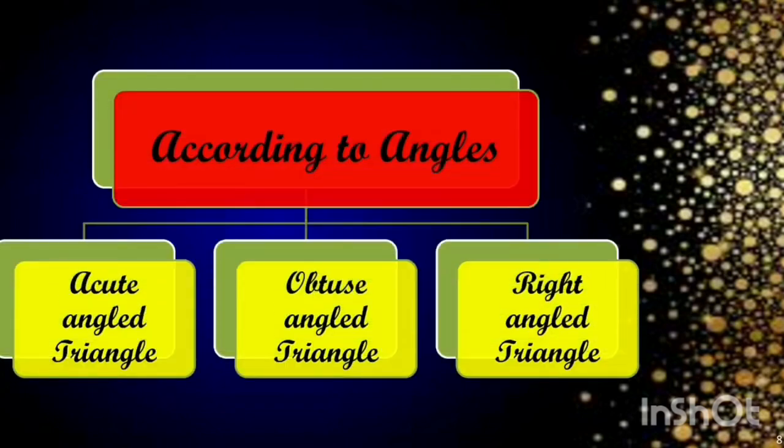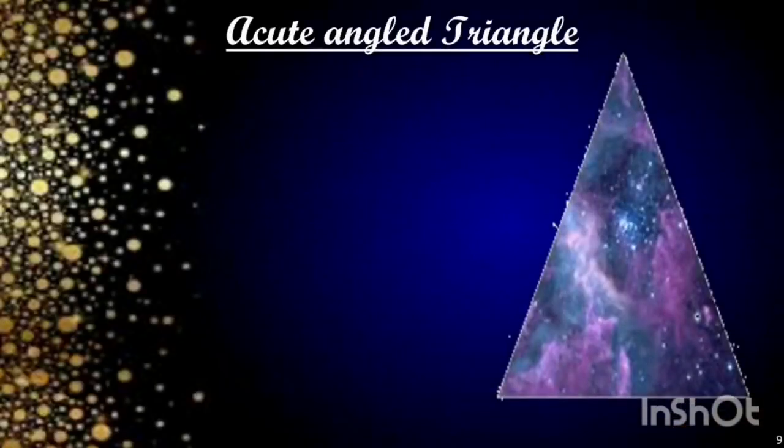Now, let's study the classification based on angles. On the basis of angles, we can classify our triangles into 3 types. The first is Acute Angle Triangle. The second is Obtuse Angle Triangle. Last but not the least, we have Right Angle Triangle. So, let's study them one by one. Our first type is Acute Angle Triangle.